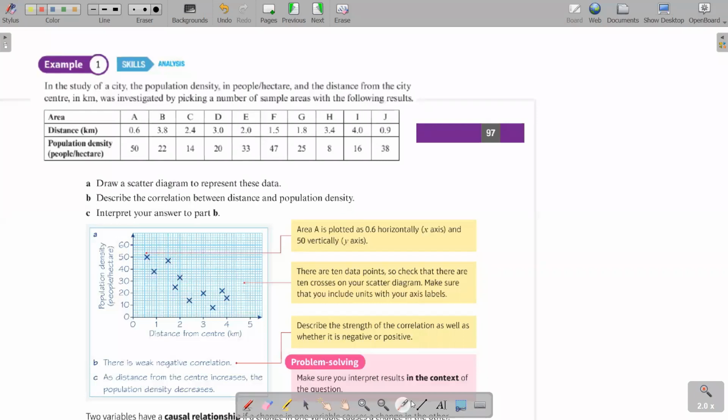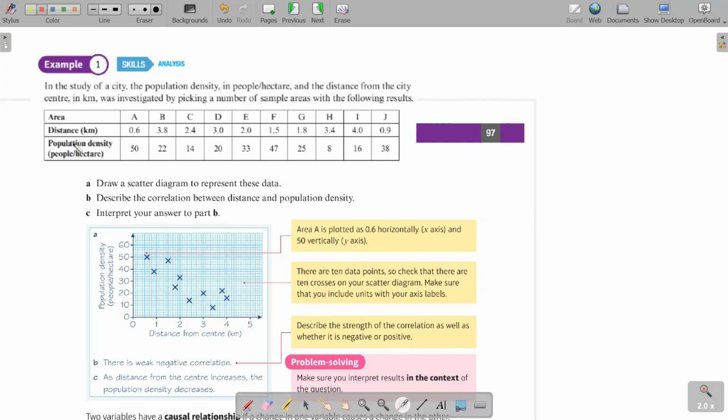All right, guys. So I just want to explain this simple example. It's really easy, because in the exercise you also have these questions, and I really don't want to take too much time over these kinds of small stuff. So just look at what they're saying here. In the study of a city, the population density in people per hectare and the distance from the city center in kilometers was investigated by picking a number of sample areas with the following results. Can you see what they are doing? They are basically looking at people per hectare, which means the population density.